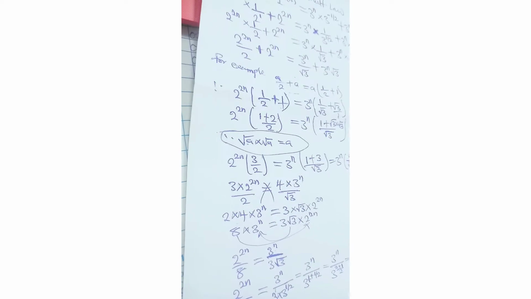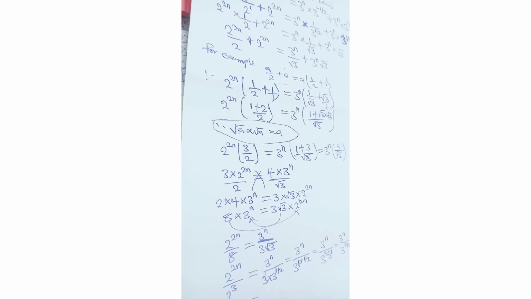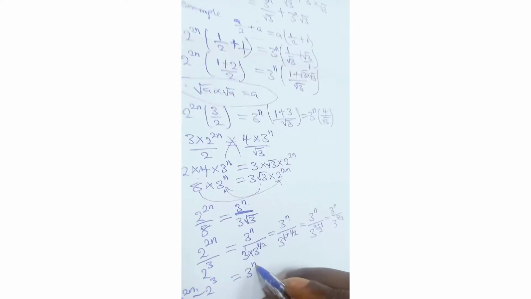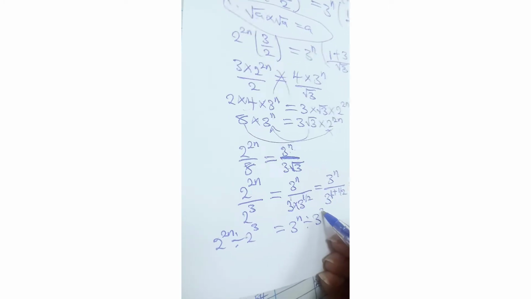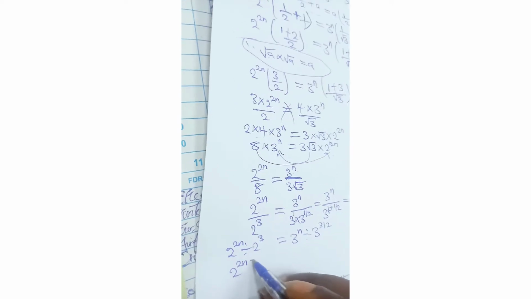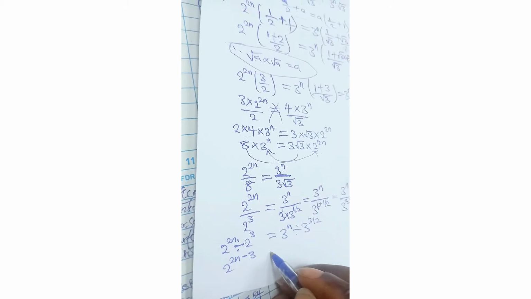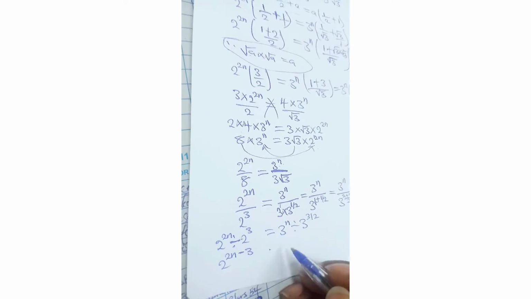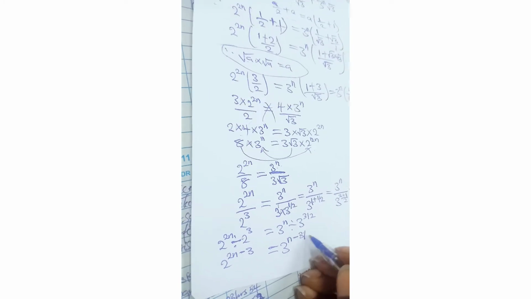Now at this junction, you can have this in the same base. Is the same thing as saying 2 raised to power 2n divided by 2 raised to power 3, which is equal to 3 raised to power n divided by 3 raised to power 3 over 2. Remember, this is the same thing as saying 2 raised to power 2n minus 3. This is the division law of indices. So you pick a base and you subtract this from this. Then the same thing is applicable to this, 3 raised to power n minus 3 over 2.